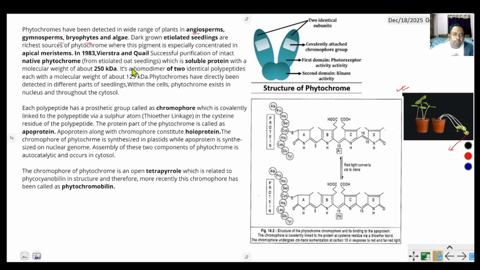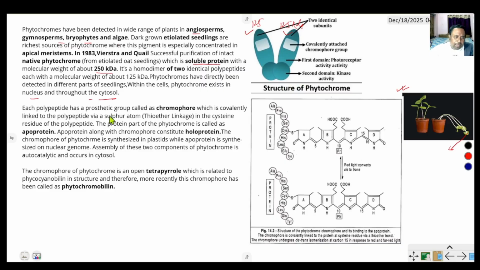In 1983, Vierstra and Quail successfully purified intact native phytochrome from etiolated oat seedlings. Phytochrome is a soluble protein. It is a 250 kilodalton protein and a homodimer, 125 kilodalton and another 125 kilodalton. This phytochrome has been detected in different parts of the seedling within the cell. Phytochrome exists in the nucleus and throughout the cytosol.